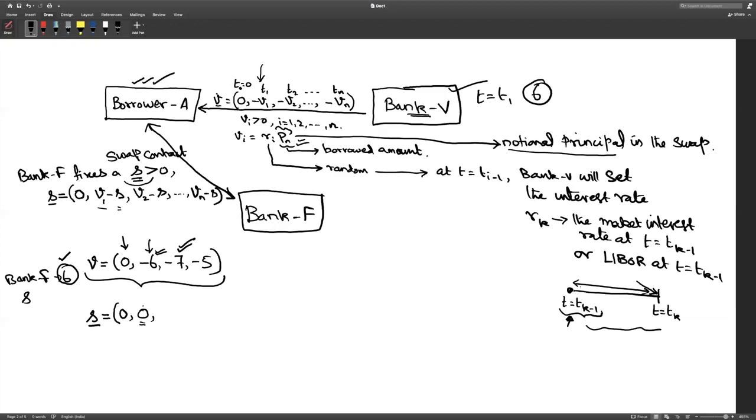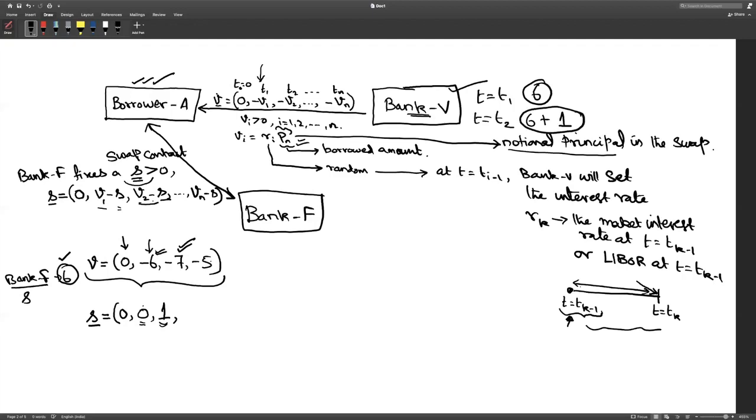But borrower A wants to pay only 6 rupees. Therefore, bank F will come and give him 1 rupee. That is, V2 now is 7, S is 6, so 7 minus 6 is 1 rupee. So bank F pays borrower A 1 rupee, and borrower A goes and pays that 1 rupee plus his 6 rupees, 7 rupees, to bank V and meets his obligation at T equal to T2. That is his 6 rupees plus bank F's 1 rupee.